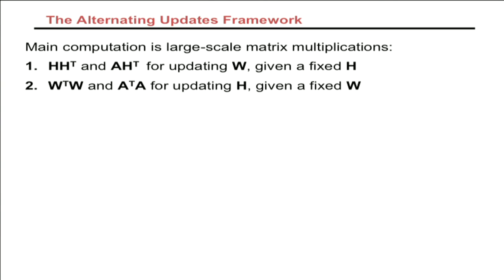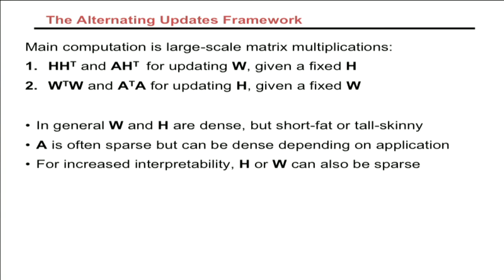So what is the main computation in here? It's the large-scale matrix multiplies. In order to update W given a fixed H, you want to do 2 matrix multiplies. HH transpose is kind of easy because they're tall, skinny. But AH transpose is large because A is your whole data matrix. And similarly, you have to do it for H. This is definitely wrong. A transpose W is what it needs to be. Bug number 3. But it's gigantic matrix multiplies.